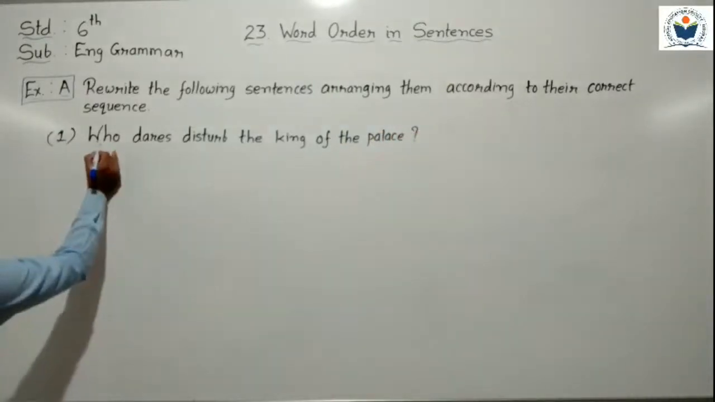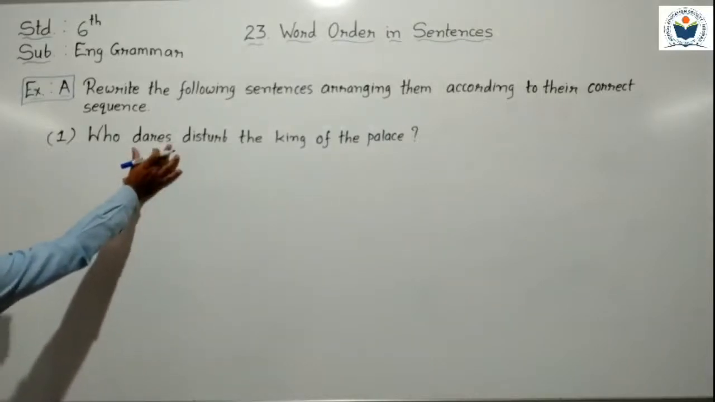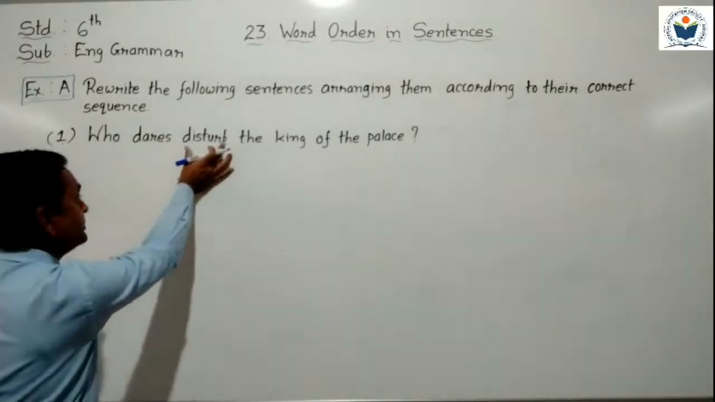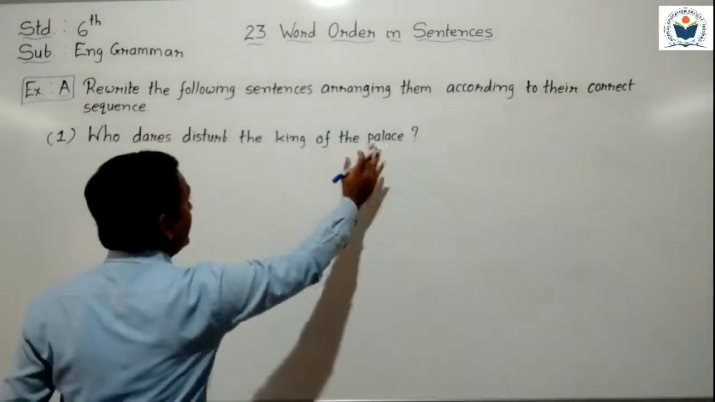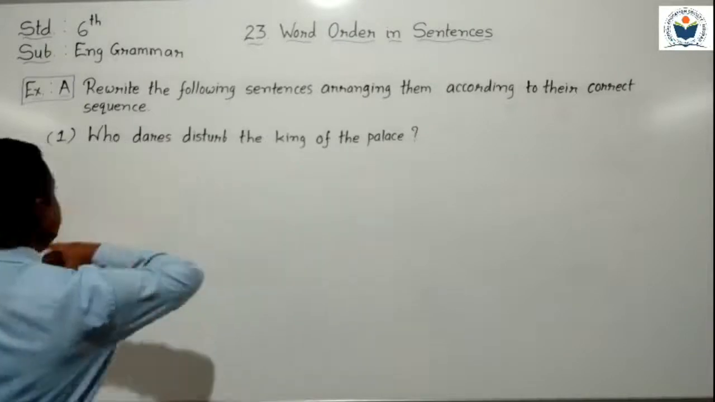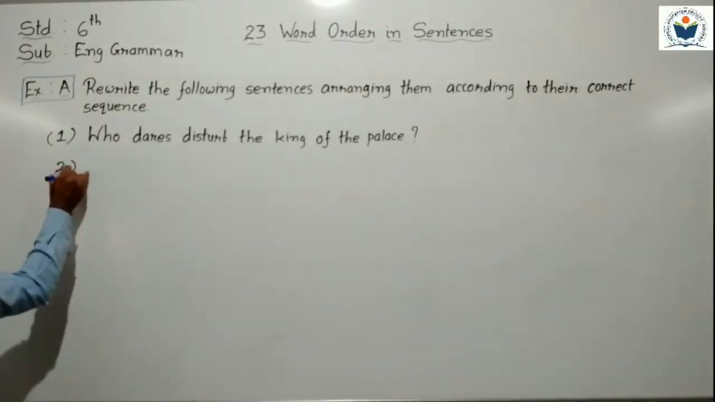So who is a question word here. Dares is a helping word here, this auxiliary verb. It is placed before the main verb. Other words, the king of the palace, are put at last. So here our first sentence is over.